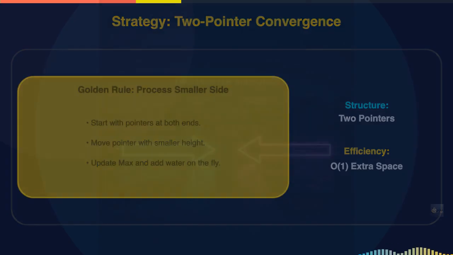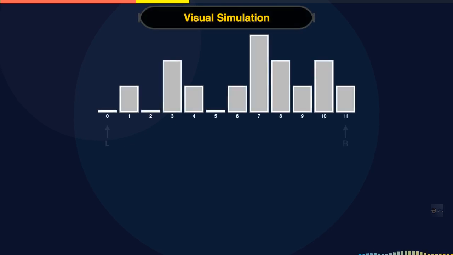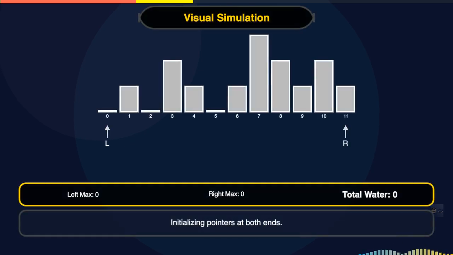Now, let us dive into the dry run. This is the most important part. Look at the screen. We have our elevation map, and we initialize 2 pointers. Left at the start and right at the end. We also track left max and right max, both starting at 0.